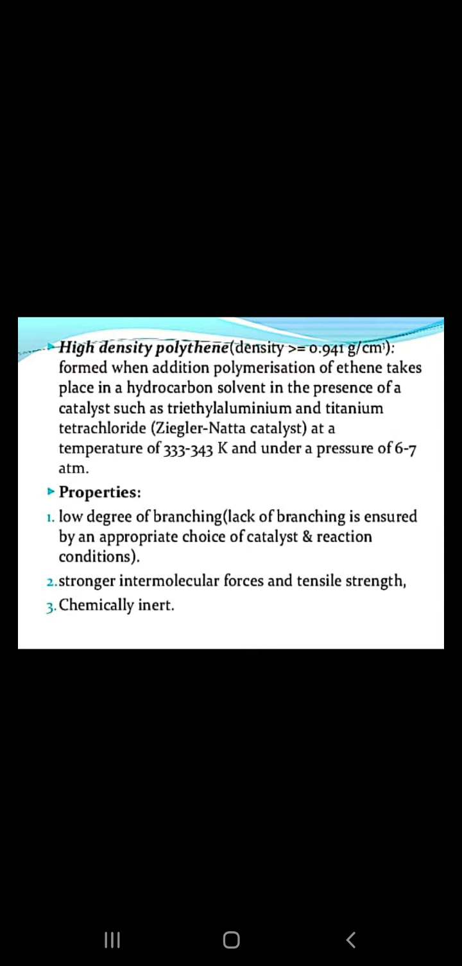The high density polythene density is greater than 0.941 gram per centimeter cube. It is formed when addition of ethene takes place in a hydrocarbon solvent in the presence of a catalyst such as a Ziegler-Natta catalyst, at high temperature and under a pressure of 6 to 7 atm. The Ziegler-Natta catalyst is triethyl aluminum and titanium tetrachloride, known as the Ziegler-Natta catalyst.